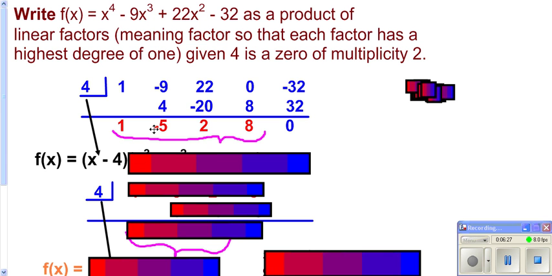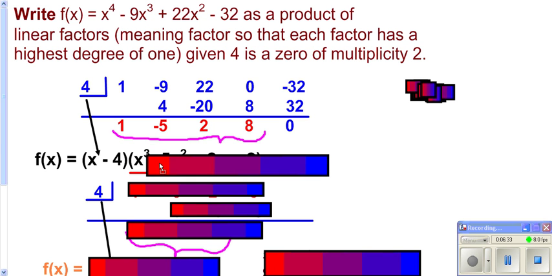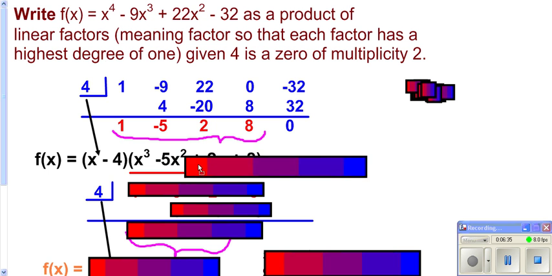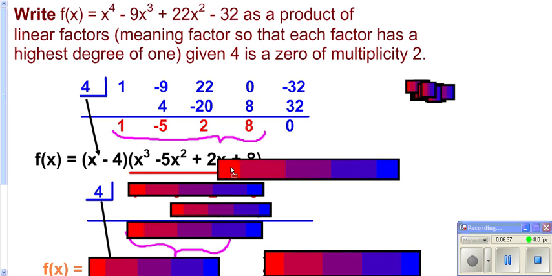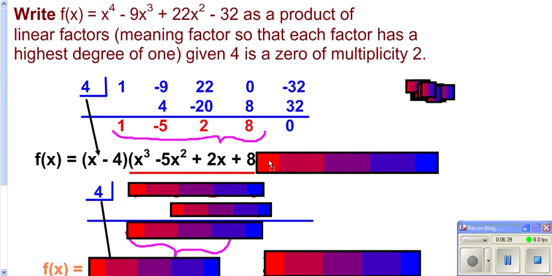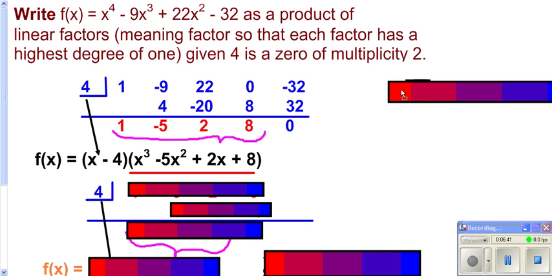So then what we have here in red is your quotient. If I write that, it would be a 1x cubed, a negative 5x squared, a 2x, and an 8.